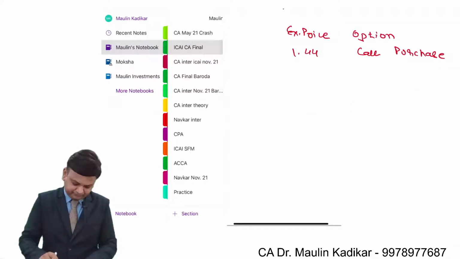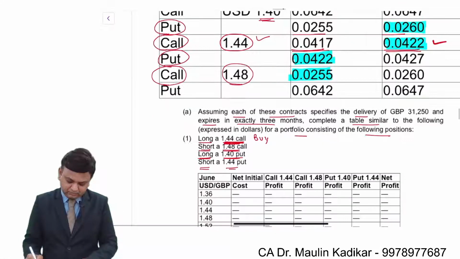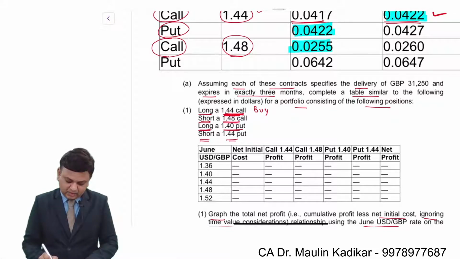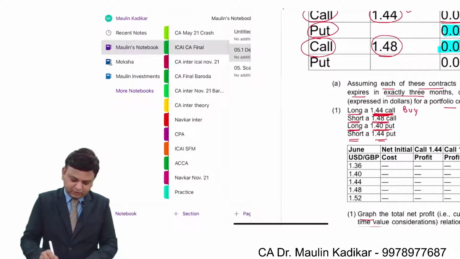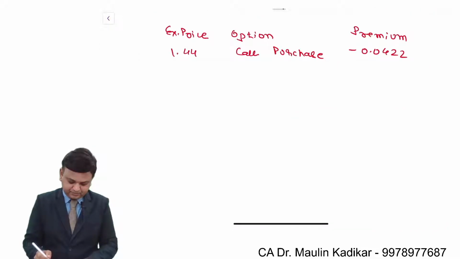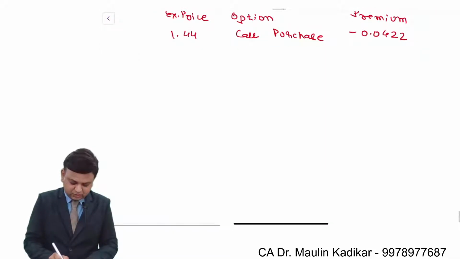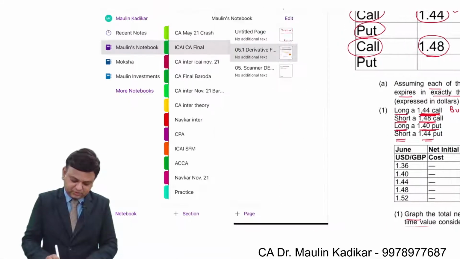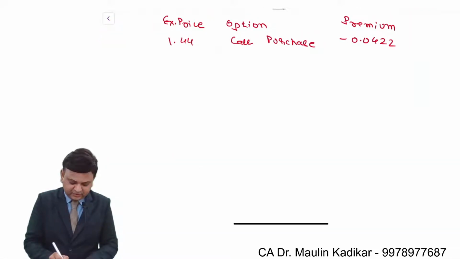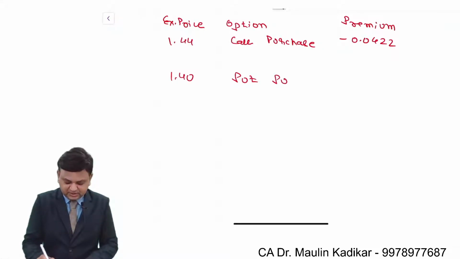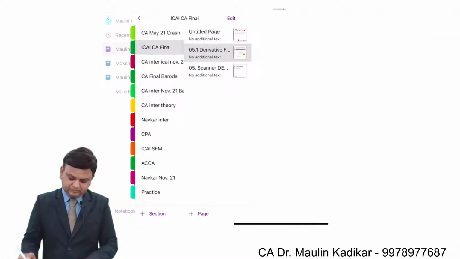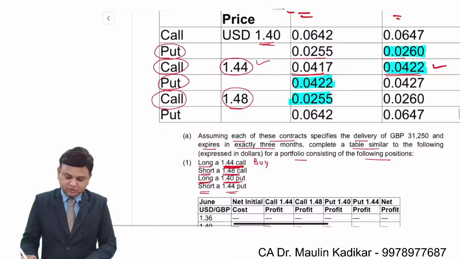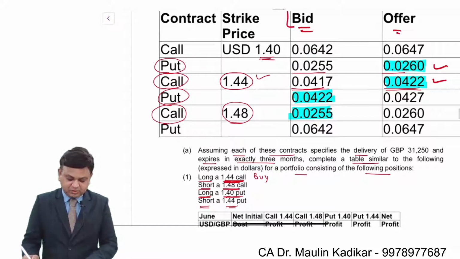Next. Long 1.40 put. 1.40 put option, again you purchase. So in that case you have to pay 0.0260.